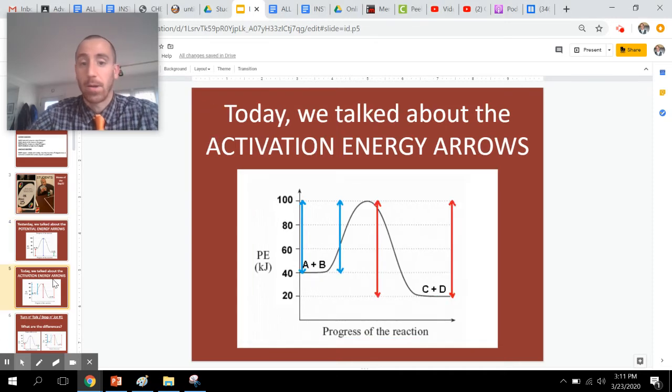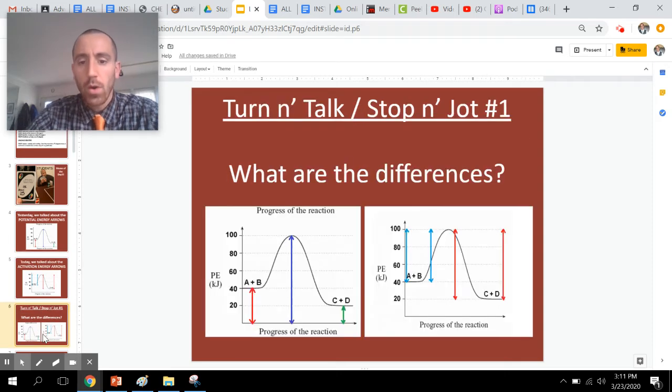Now we're going to look at these other arrows. These are called activation energy arrows, in blue and in red. There are only 2, but I've drawn them in 2 different ways, and I wanted you to see both. So why don't you take a minute and tell me, these are your PE arrows. How are they different from these ones? What do you notice about them? What are the differences? I'm going to pause the video, let you think about it, look at it carefully, then we'll go over it. Pausing the video now.